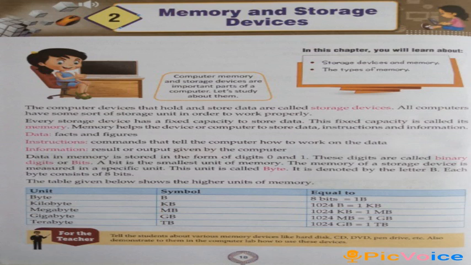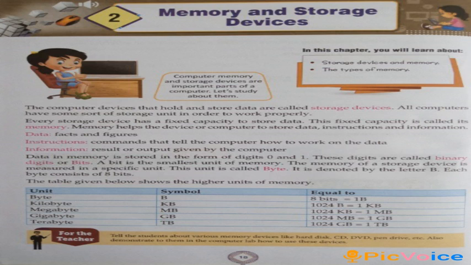My dear students, kindly open your book chapter 2 page number 18. First, I shall read out the chapter and you repeat after me. Memory and storage devices. The computer devices that hold and store data are called storage devices. All computers have some sort of storage unit in order to work properly. Every storage device has a fixed capacity to store data. This fixed capacity is called its memory. Memory helps the device or computer to store data, instructions and information.